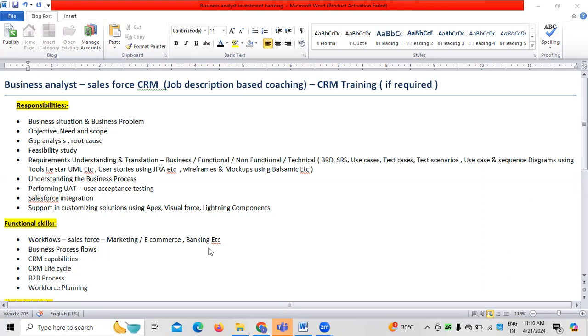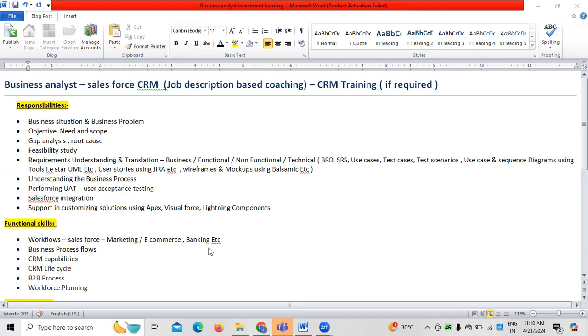At the same time, finally, when we are providing solution, performing some user acceptance testing, make sure whether the application developed according to the customer requirements or not. So for that, participating in UAT. Next, we need to have an experience or exposure towards Salesforce integration, because sometimes we might require to integrate Salesforce with other internal applications used by the customer. So Salesforce integration knowledge is required.